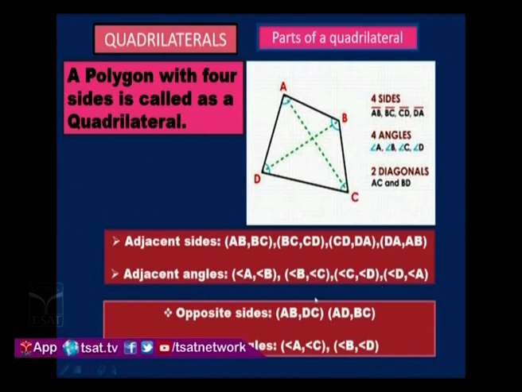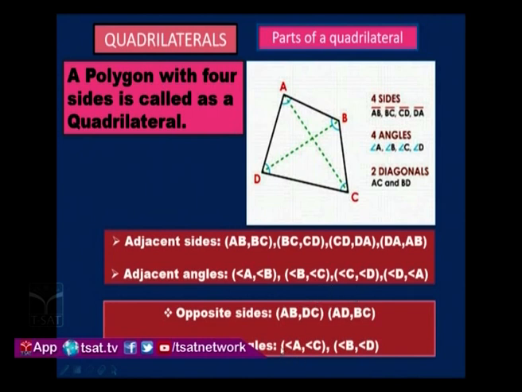Next, what are opposite sides? Those which are not adjacent are called opposite. If it is sides, they are not adjacent sides. Look at the figure. AB is not adjacent to CD. So AB and DC are one pair of opposite sides. Similarly, AD and BC are another pair of opposite sides. So how many pairs of opposite sides did we get? Two pairs of opposite sides.